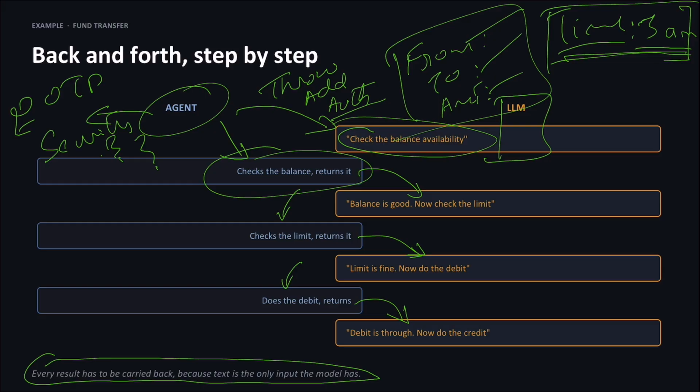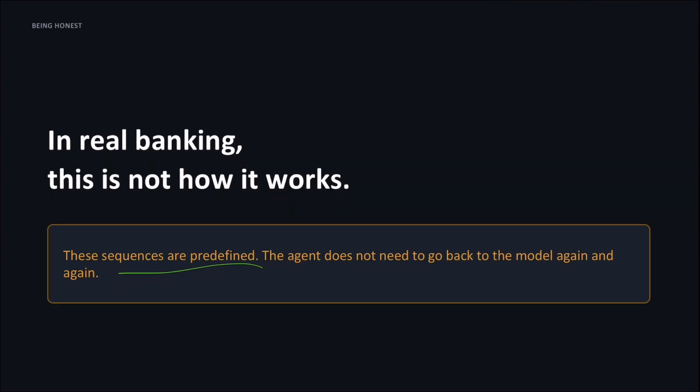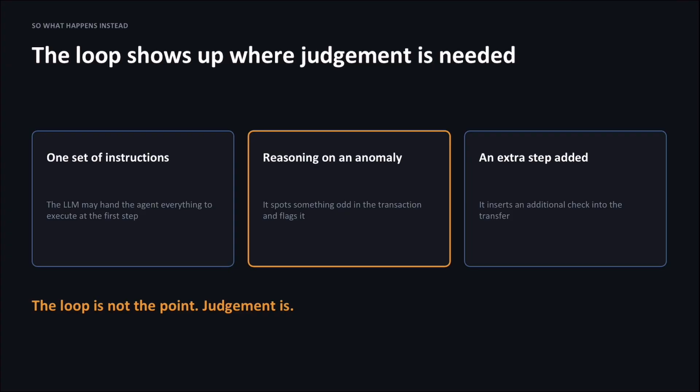So that is the advantage of having a reasoning model. This is a very simple example which I am giving you, but the reasoning model can have lots of data and lots of parameters, based on the training which you have done for that model with respect to this use case, on which it can decide what instructions have to be passed to the agent. Okay, so I hope I was clear. So an extra step is needed. It can insert an additional check into the fund transfer if it finds something odd or suspicious.